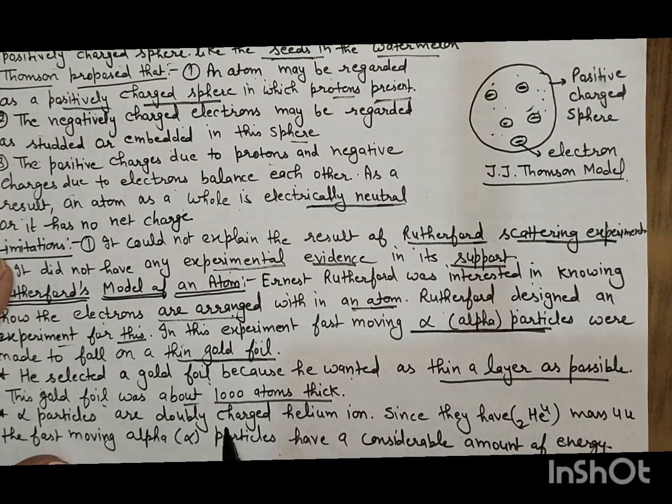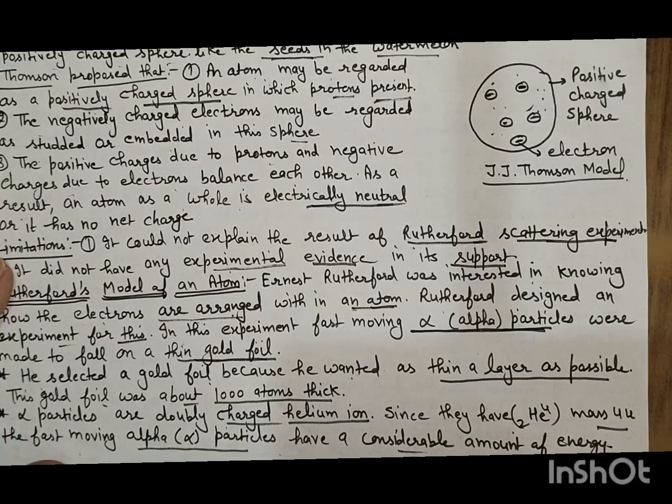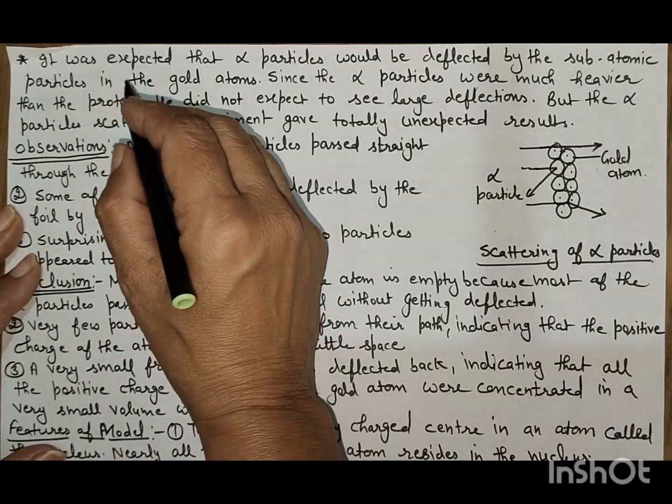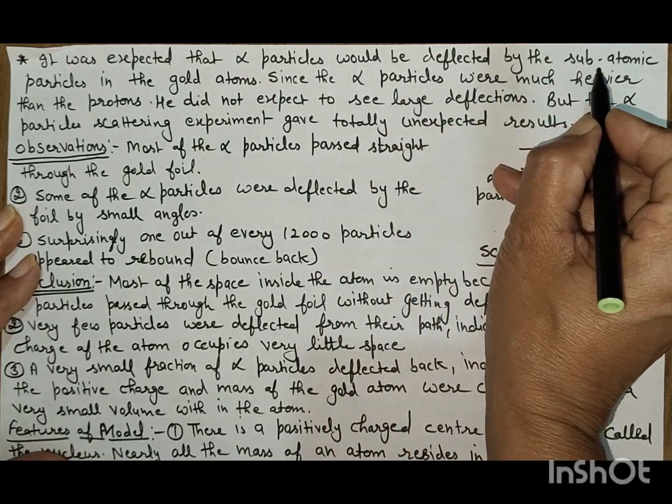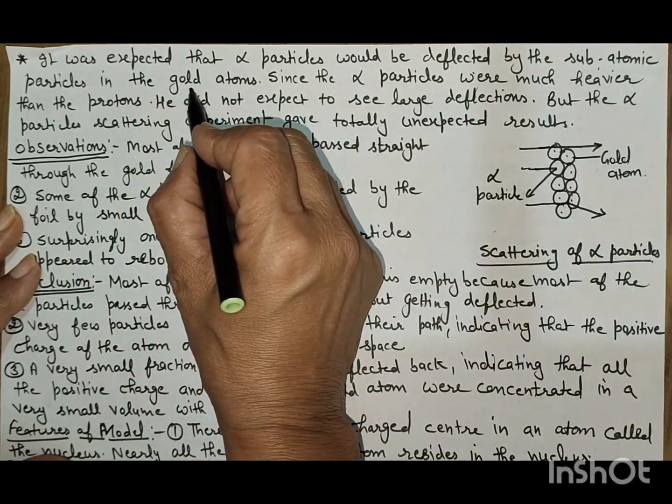Alpha particles are doubly charged helium atoms. These are the helium ion. Since they have mass 4u, the fast moving alpha particle have a considerable amount of energy. It was expected that alpha particle would be deflected by the subatomic particle in the gold atom.